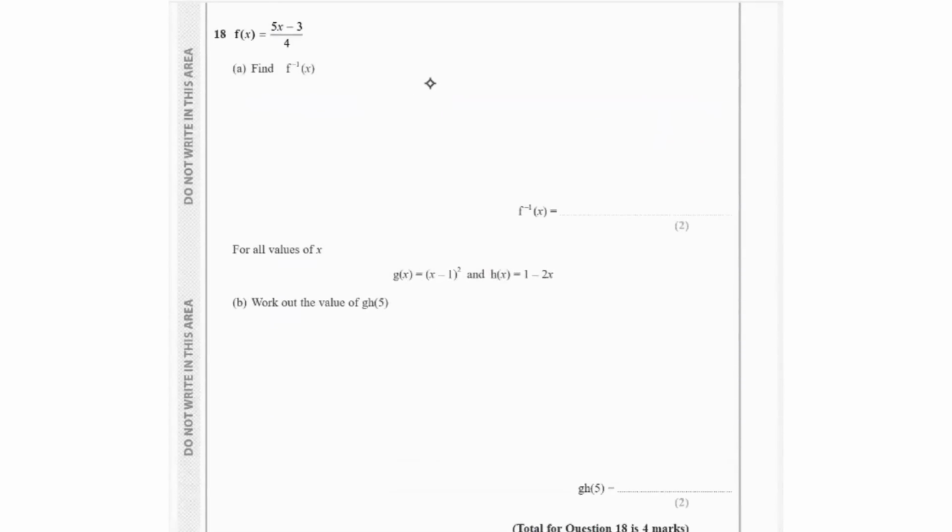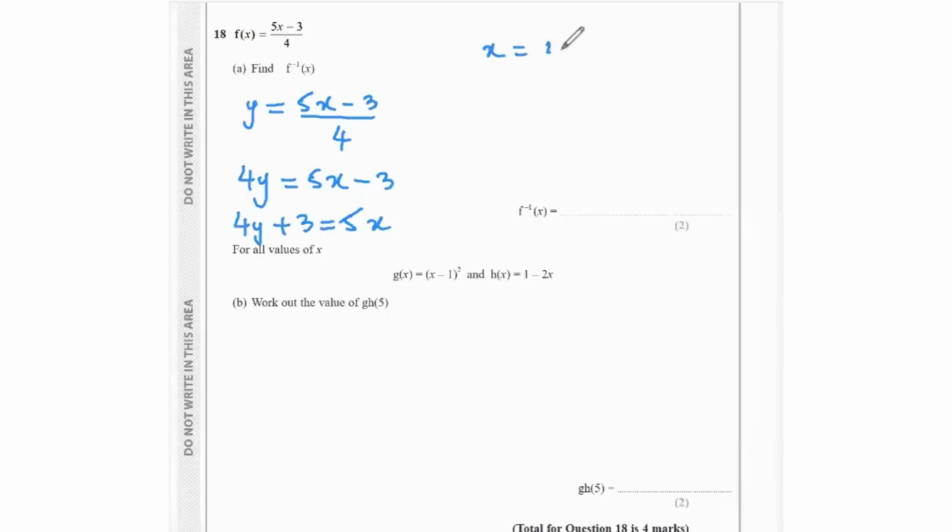Then question 18 says the function f of x equals 5x minus 3 over 4. Find the inverse. So we put the function equal to y first. Right now, y is the subject. We have to make x the subject. So first, we cross multiply 4 with y. Then I take 3 to the other side. So 4y plus 3 equals 5x. And x would be 4y plus 3 divided by 5. So the last step is going to be replace x with f inverse x and y with x. So 4x plus 3 over 5 is your inverse of the function.